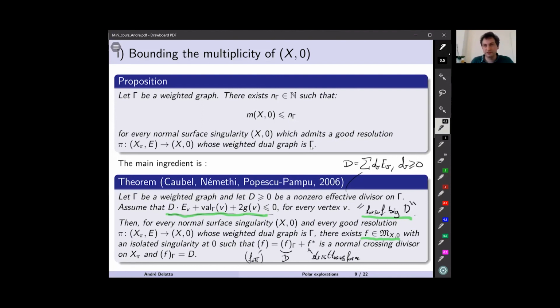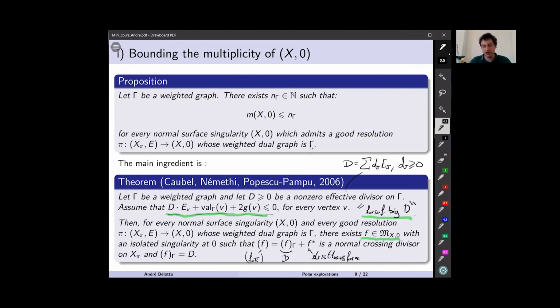Note that this is not a trivial result in many ways, because we are not supposing that this resolution factors through the blow up of the maximal ideal, and therefore the hyperplane sections might be singular. All of them might be. A generic hyperplane section might be singular after this resolution. So up to taking big orders D, we can find a real function in the structure whose pullback has normal crossings with the divisor. And this is the main ingredient.